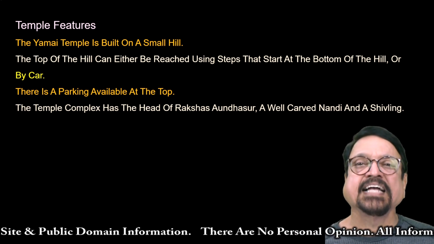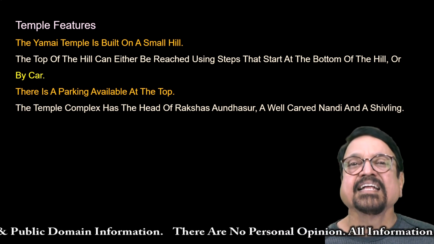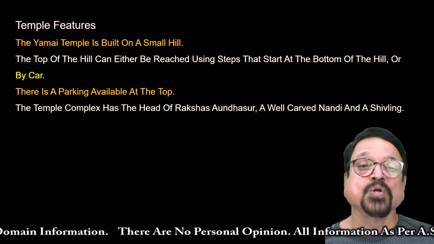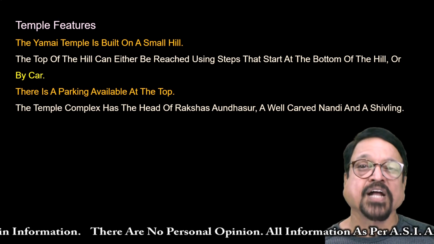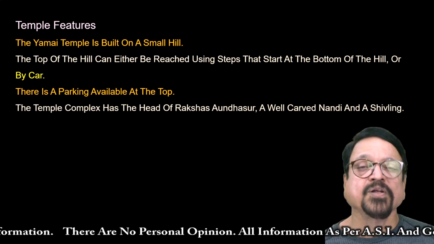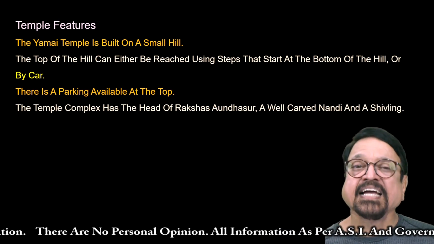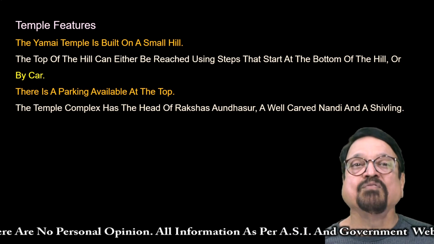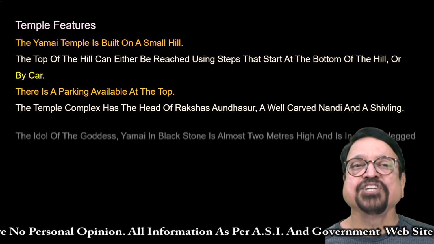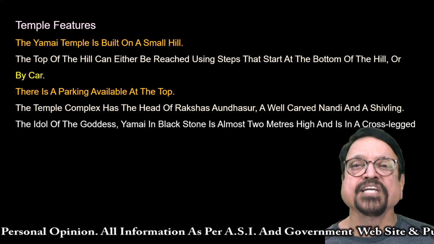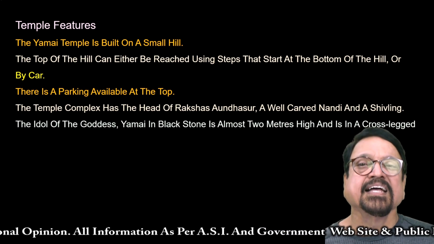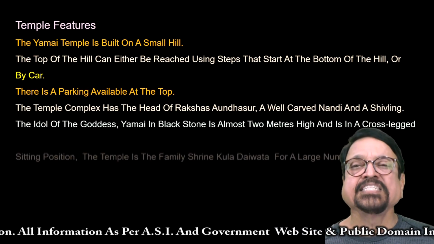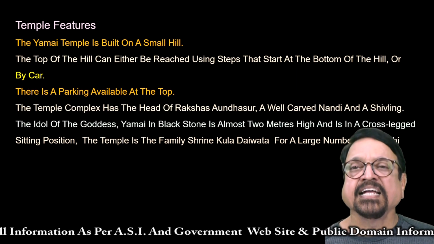The temple complex has the head of the Rakshas Aundhasur. Rakshas is the demon. He was killed at Aund by Yamai. A well-carved Nandi and a Shivlinga. The idol of goddess Yamai in black stone is almost 2 meters in height and is in a cross-legged sitting position.